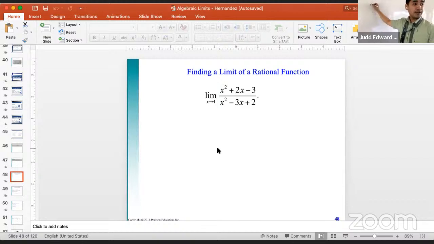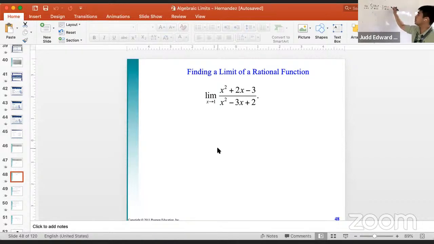Okay, we are given the limit of x squared plus 2x minus 3 over x squared minus 3x plus 2, wherein the limit is approaching positive 1. If we are given this equation, all we have to do first is to substitute the approaching value. So all we have to do is substitute 1. This becomes 1 squared plus 2 times 1 minus 3 over 1 squared minus 3 times 1 plus 2.